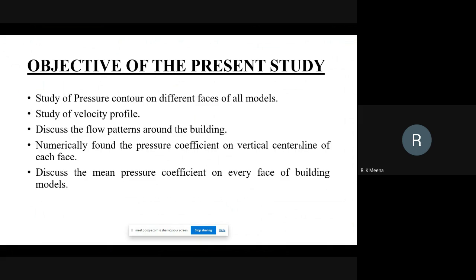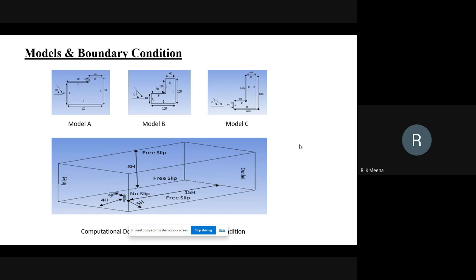Now, this is the objective of our present study. We have to find the pressure contours for different phases so that the designer can use the pressure values to design the same building. We studied the velocity profile and turbulent intensity profile to validate the result with the wind tunnel studies. We also discussed the flow patterns around the building, and found the phase average pressure on the vertical center line of each phase. The mean pressure contour is compared with the Chinese code, because the Chinese code has these building shapes in it.